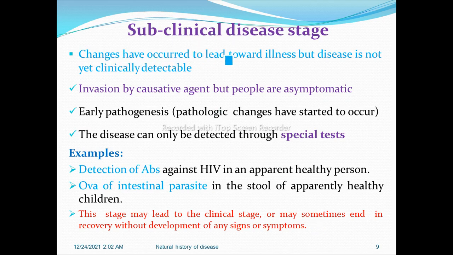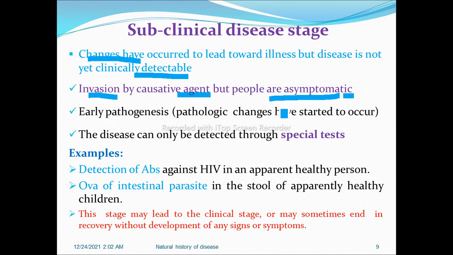The second stage is the subclinical stage. The changes have occurred that lead toward illness, but the disease is not yet clinically detectable. This means there is pathological change which leads to illness or disease, but still the disease is not yet clinically detectable, meaning there is no sign or symptom to say this is the disease. So there is invasion by causative agent, but people are asymptomatic, meaning there is exposure to some causative agent, but there are no signs or symptoms.